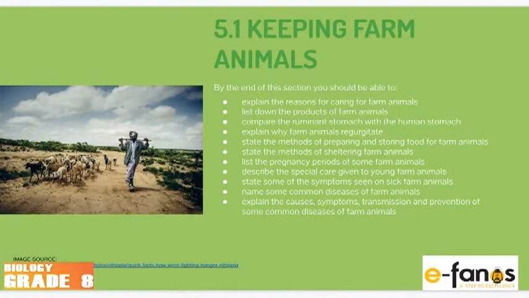Chapter 5.1, Keeping Farm Animals. By the end of this section, you should be able to explain the reasons for caring for farm animals. You will also be able to list down the products of farm animals. Compare the ruminant stomach with the human stomach. Explain why farm animals regurgitate.